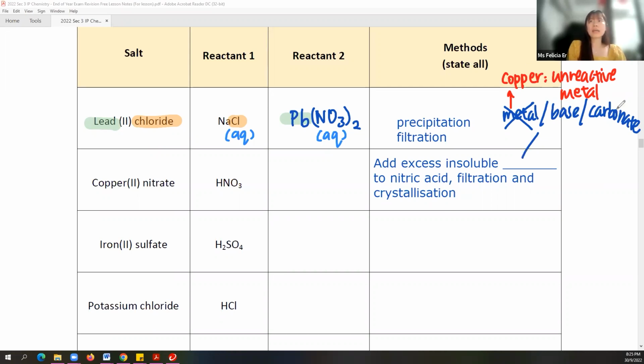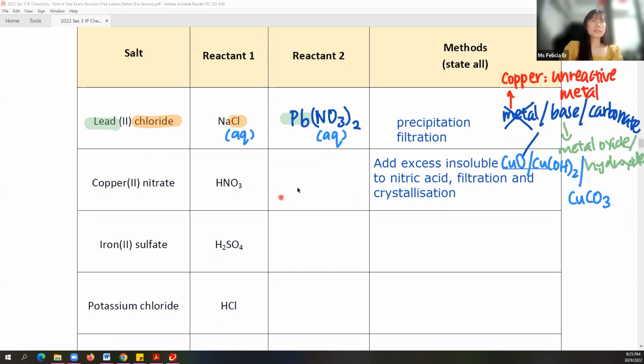Yeah. So this time around, you can add base or carbonate. So base is always metal oxide or metal hydroxide. Yeah. So you can either write copper oxide or copper hydroxide, or you want to write copper carbonate, also can. So that means over here for this blank over here, you can either write copper oxide, this is copper 2 oxide, right? Then CuO, or you want to write copper hydroxide, also can, or you want to write copper carbonate, also can. So these are the 3 acceptable answers.